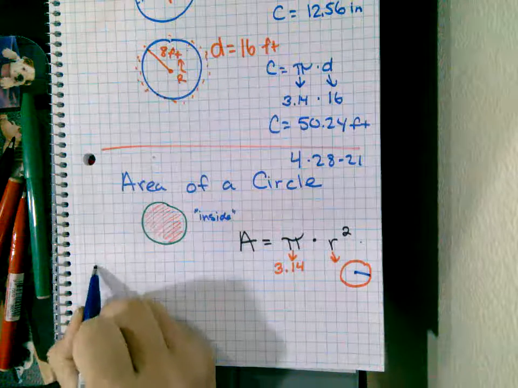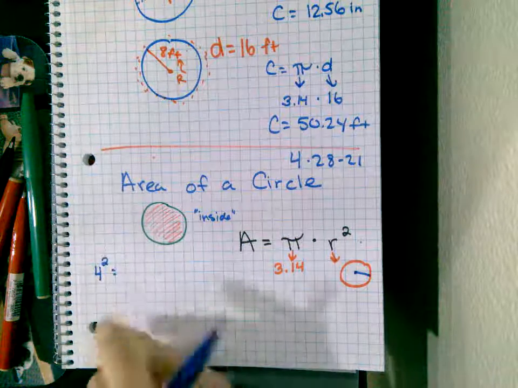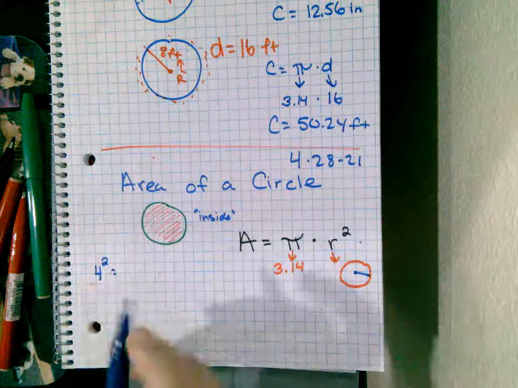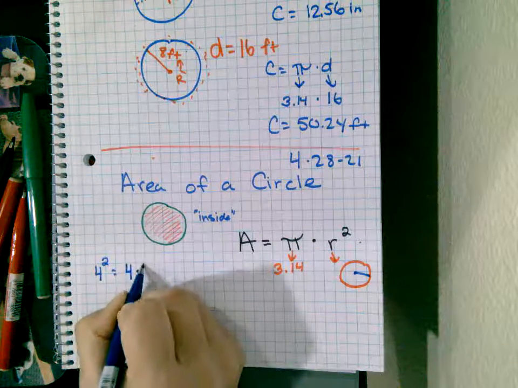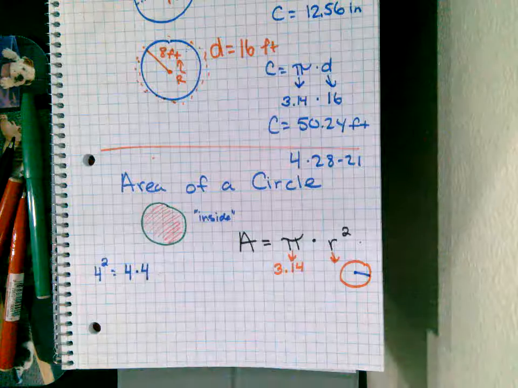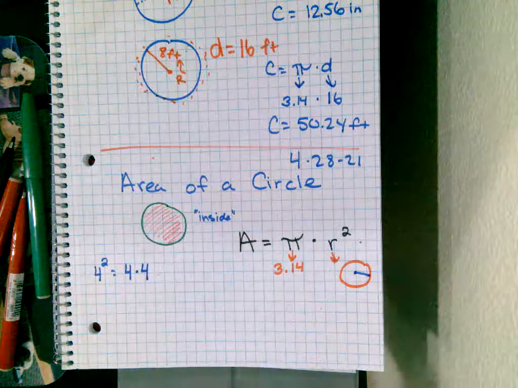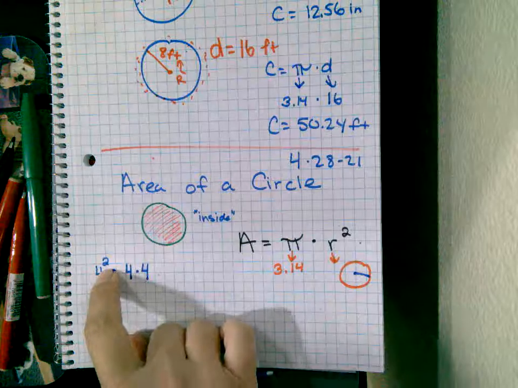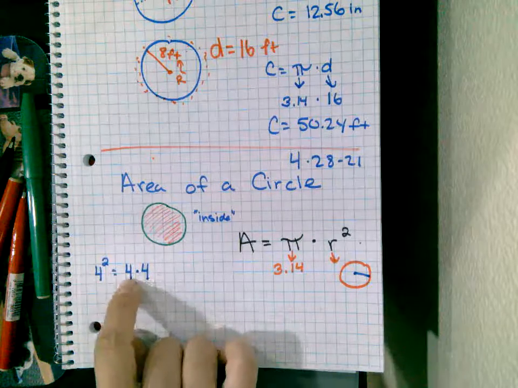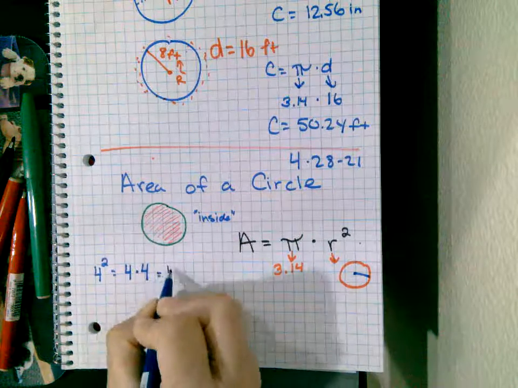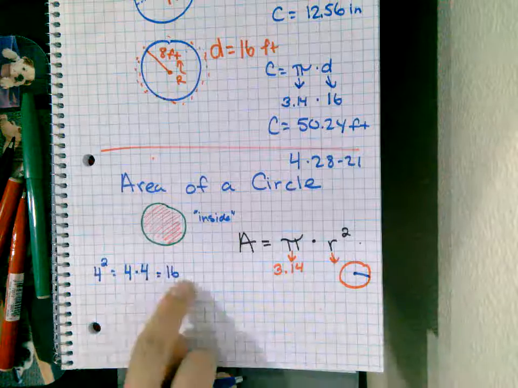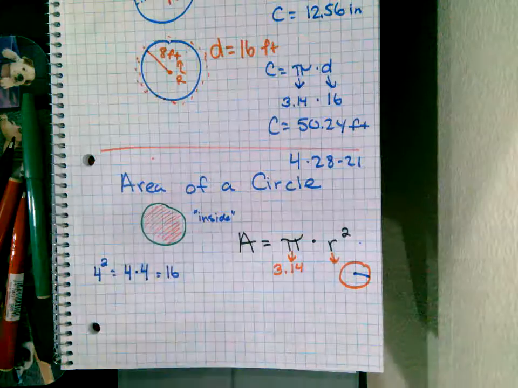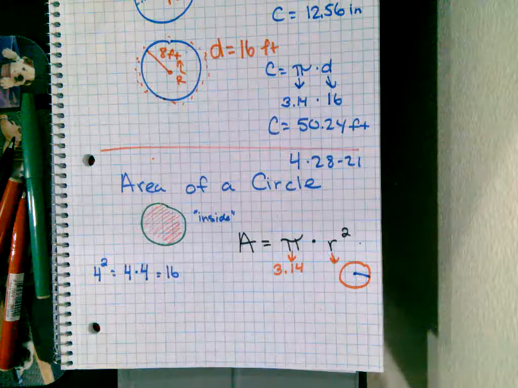So if I, for example, had 4 squared, this does not mean 4 times 2. This means 4 times 4. Okay, we repeat the number twice. So this little 2 tells the 4, hey, 4, repeat yourself 2 times. Well, 4 times 4? Yes, it is 16. How do we get 16? Because it's 4 times 4. Don't do 4 times 2. That's the number one mistake kids make when they see this.